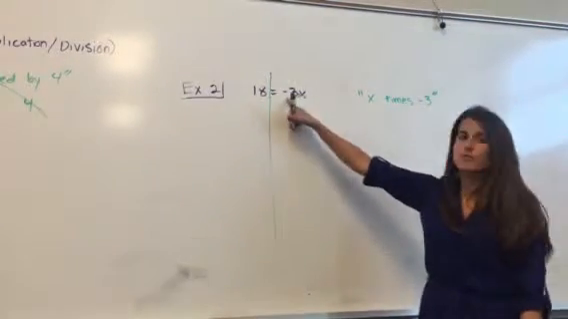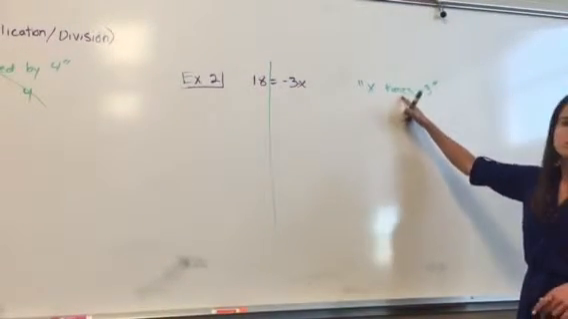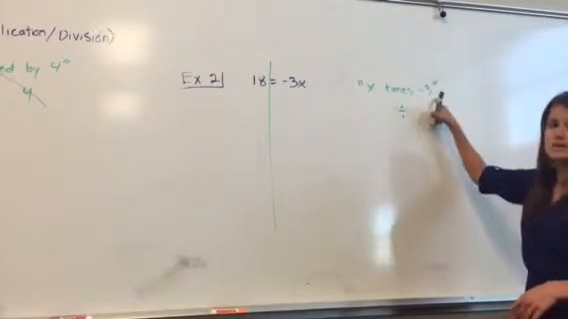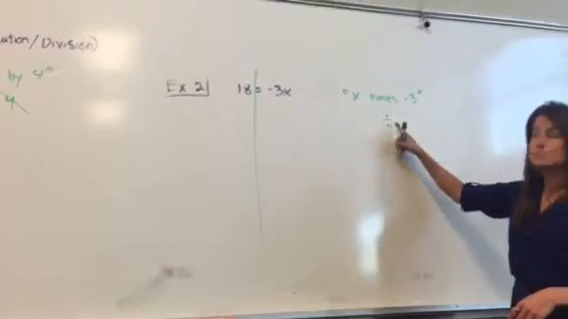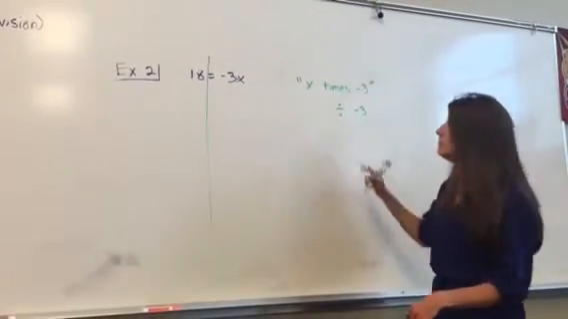Now because the negative 3 is with my x, I need to cancel that out by doing the opposite operation. The opposite of times is divide, and you're going to divide by negative 3. So your operation changes, but your sign does not change. This still stays negative 3.